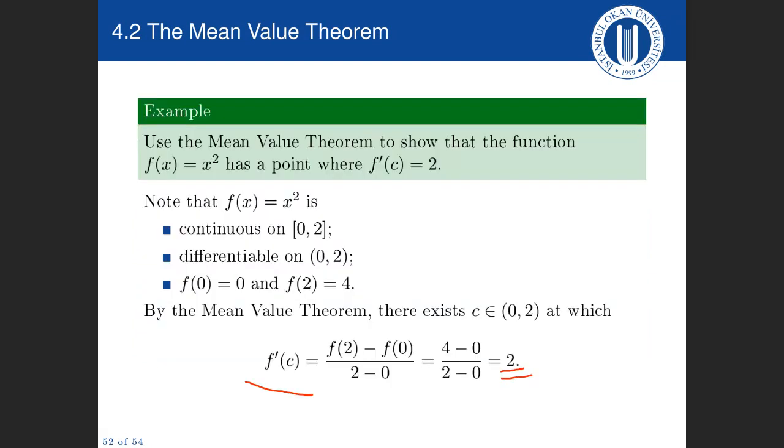Let me go back to the previous slide. Question in the chat, how do we know that it's continuous between 0 and 2? Because it's a polynomial. And as we saw earlier, all polynomials are continuous everywhere.